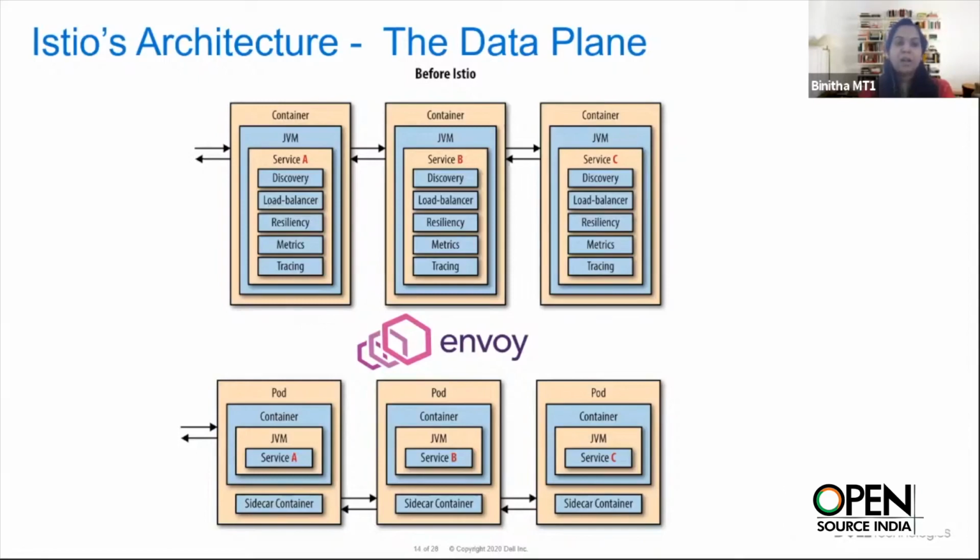Like I said, Envoy proxy is not just a proxy. It's not just for sending communication from one service to another. Before Envoy proxy came into the picture, you had service A, service B, and service C. Basically, you have a container, then you have a JVM, then you have discovery, load balancer, resiliency, metrics, tracing.